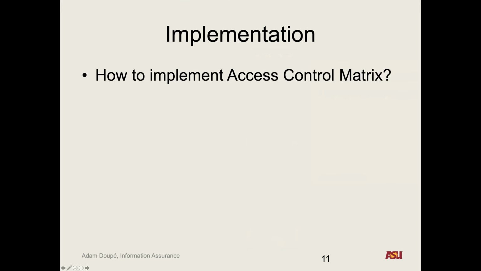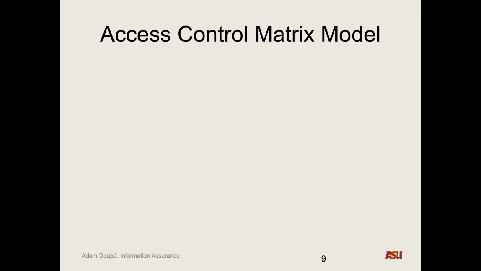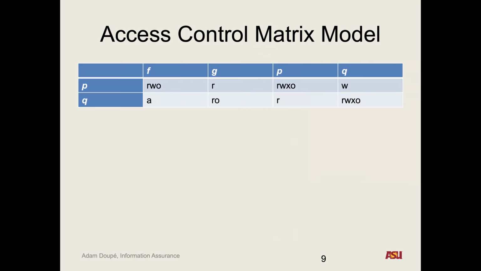So now the question becomes, okay, then what do we do? We don't want to just give up on this model. We still want the benefit of it. We want all of this access control information. This is important information.